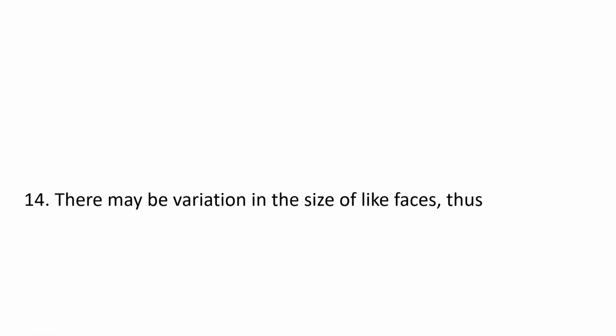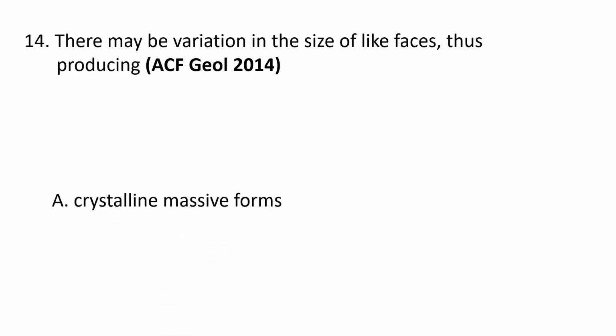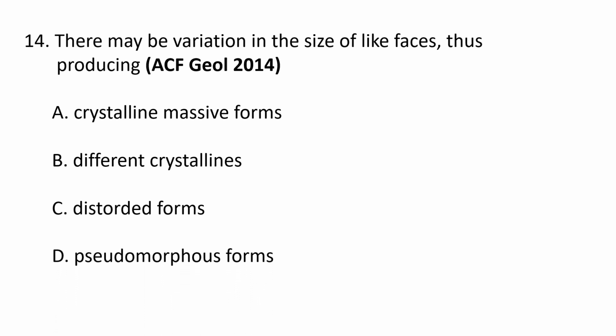Next question. There may be a variation in the size of like faces, thus producing A. Crystalline massive forms, B. Different crystallines, C. Distorted forms, and D. Pseudomorphous forms. So the variation in the sizes of like faces produces distorted forms. C is the correct option.